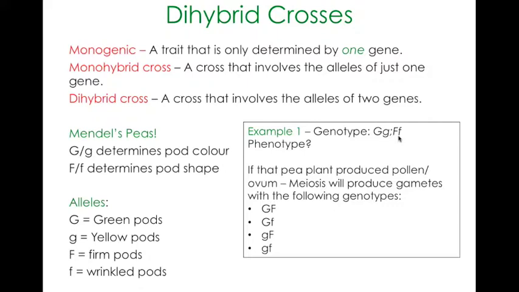Okay, and what that means is that particular individual pea plant will produce pollen or ovum that will have the gametes of the following genotypes. It will have capital G, capital F; capital G, lowercase f; lowercase g, capital F; and lowercase g, lowercase f, because that is all the possible combinations of mixtures that will occur within the pollen or the ovule. So you've got that one with that one over there, that one with that one over there, and that one with that one over there, resulting in 4 different possible genotypes.